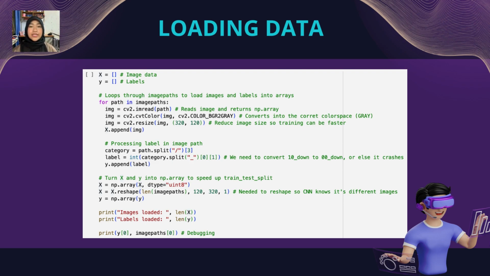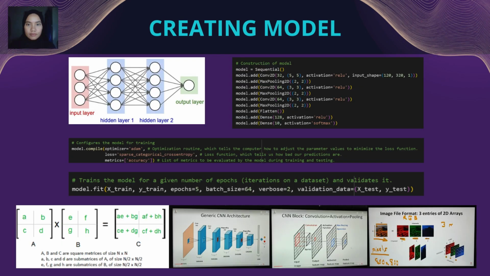We reshape X to the required format for the CNN, and then it will print the count of the loaded images and the labels loaded. And for the last line, it will print the first label and the path for debugging purposes. That's all from me for the loading model.